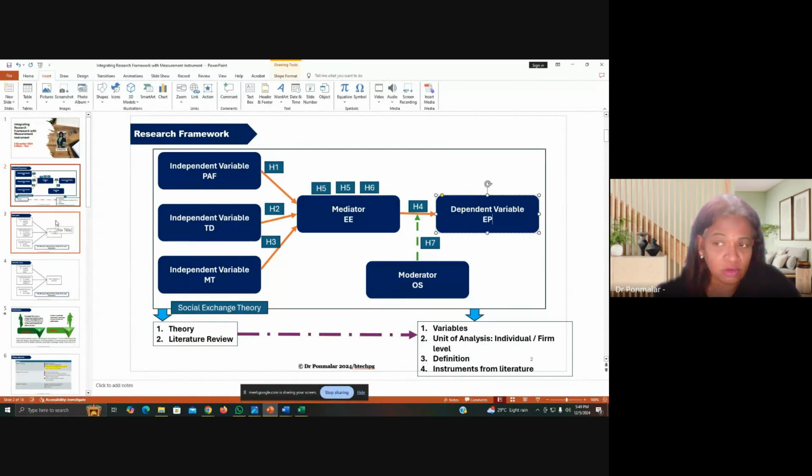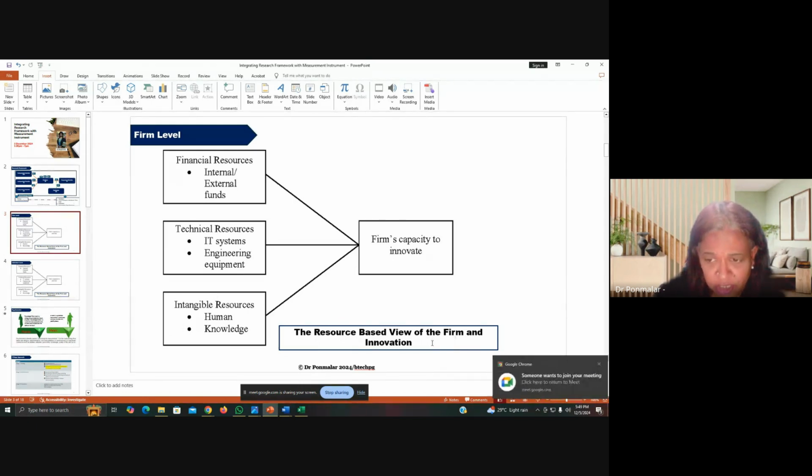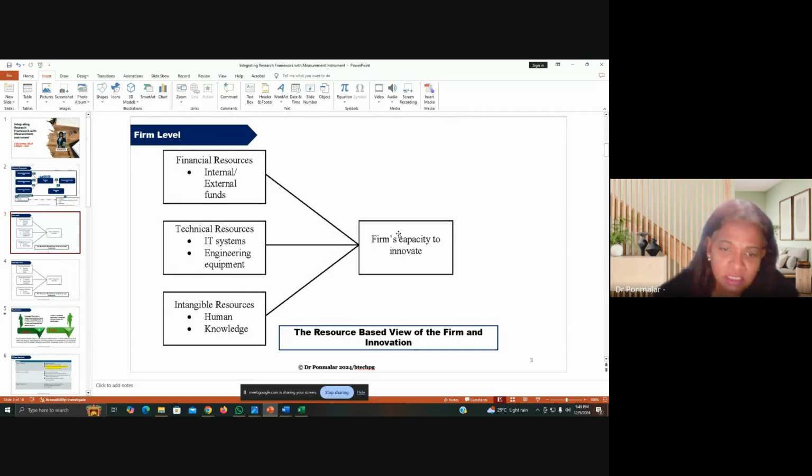But again, we also have certain theories. For example, this one is resource-based view theory. For those using RBV, the resource-based theory of the firm, and innovation, these are their variables. Based on the firm, these are the variables. Can these questions be answered by individual employees? Any employees in a company?